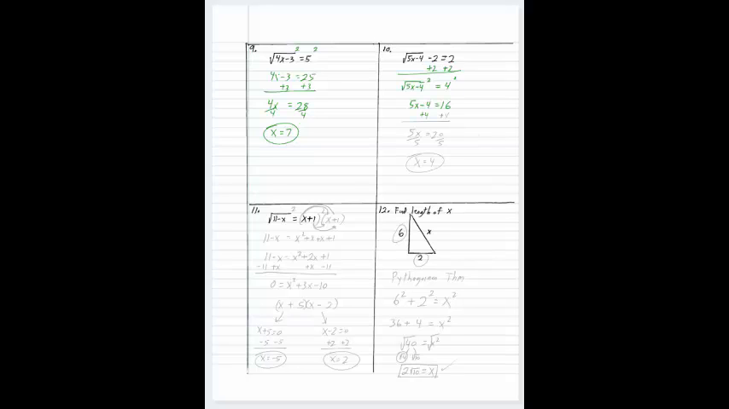And we'll go through, add 4. So 5x equals 20. Divide by 5. We're left with x equals 4.